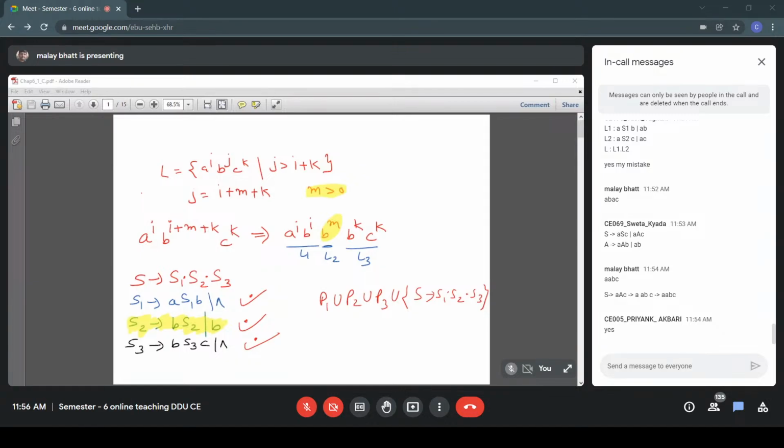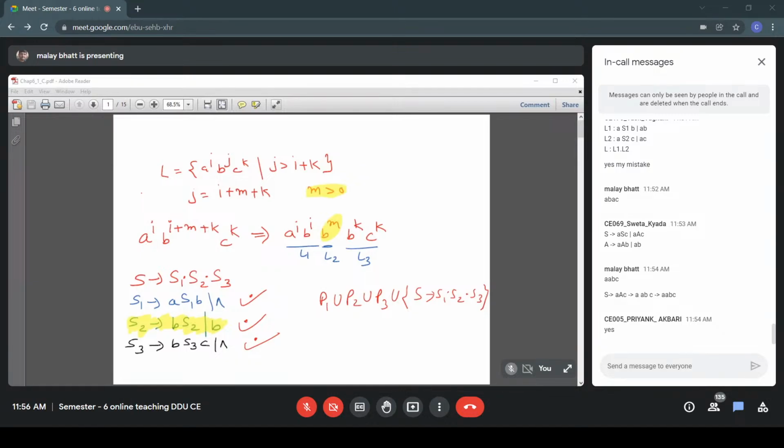It is giving us A raised to I, B raised to I, B raised to M, B raised to K, C raised to K. So we have a concatenation of three different languages here: L1 language, A raised to I, B raised to I; L2 language, B raised to M; and L3 language, B raised to K, C raised to K. So now we have a concatenation of three languages.